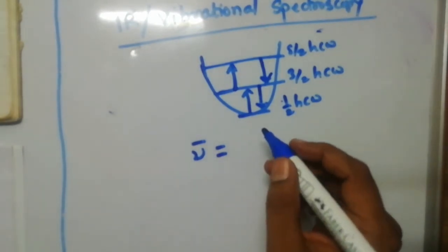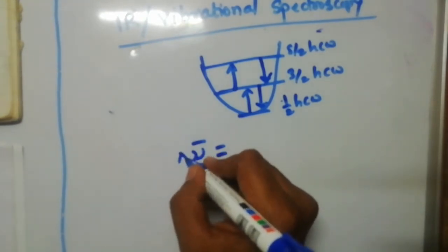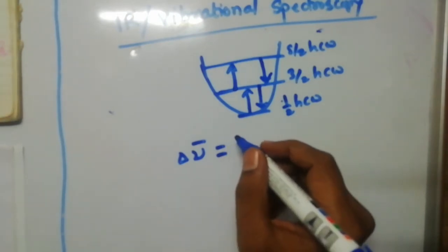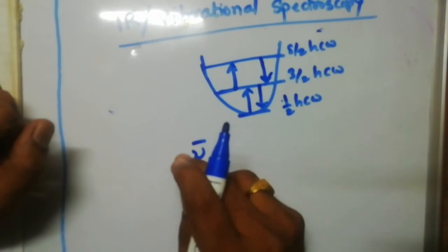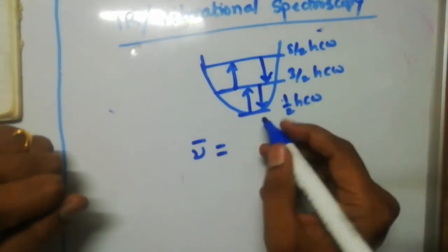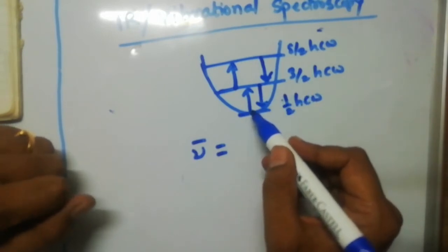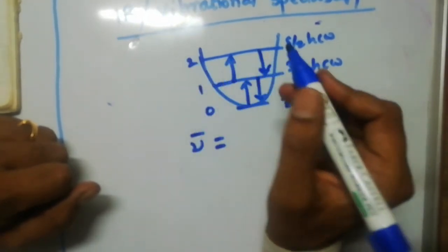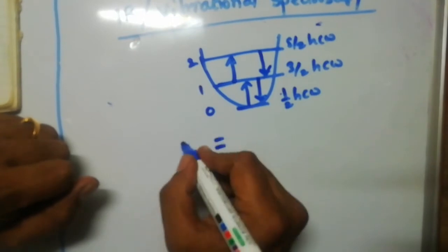It will be given by the equation delta nu bar, which is equal to... delta nu bar refers to what? Delta nu bar refers to the frequency of the line. So where will you get the line in the spectrum? You will get the line for a transition taking place from, say, 1 to 0. This is the 1st level, this is the 0th level, and this is the 2nd level. If a transition is taking place from 1 to 2, then what will happen?